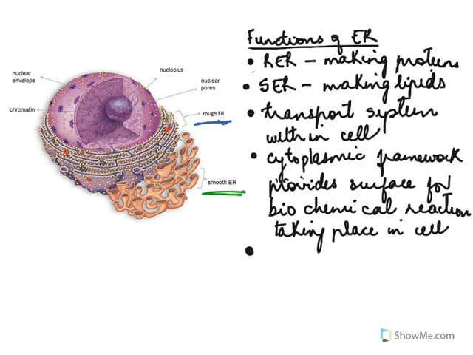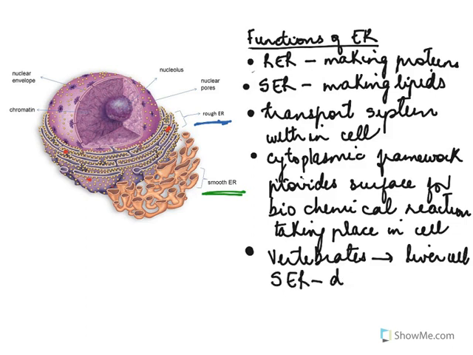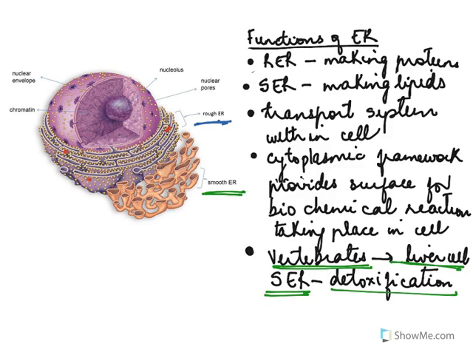However, in the case of vertebrates, it has a special function. Vertebrates are those animals that have a vertebral column. In the liver cells, the SER has an important function of detoxification. Detoxification means removal of toxins to make poisonous things less harmful to the body, and that function is only in the vertebrates. The SER of the liver cells brings about detoxification.